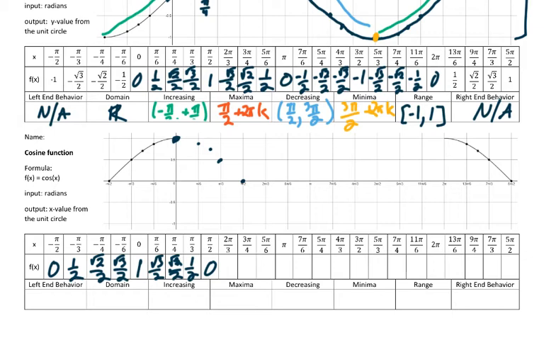Cosine of 2 pi over 3 is going to be a negative 1/2. The cosine of 3 pi over 4 is going to be negative rad 2 over 2. That's in the middle, so it's somewhere around there. And the cosine of 5 pi over 6 is going to be negative rad 3 over 2. So that'll be almost there. And the cosine of pi is going to be negative 1.